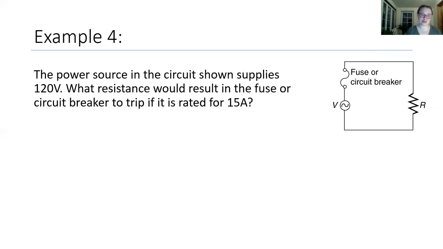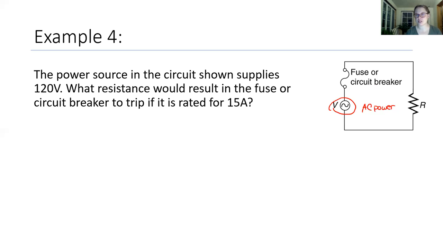One more example before we do the power law. The power source in the circuit shown supplies 120 volts. You'll see this symbol here. This symbol means AC power. This would be like power coming from your wall. Cars use DC, direct current, which is from a battery source. AC power is alternating current, which the electricity in your house is going to be. Anything that doesn't use batteries is going to rely on alternating current.